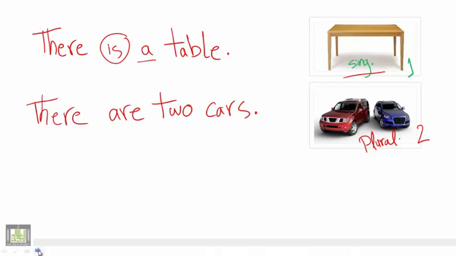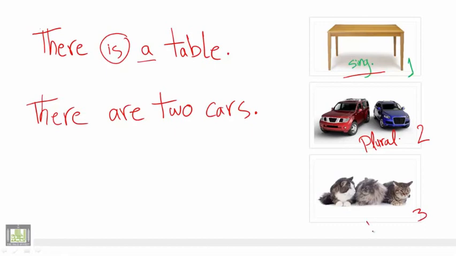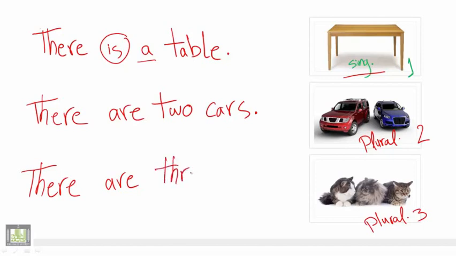The last picture, as you can see, we have also 3 cats, which is plural as well, اسم جمع أيضا. So we start with there are, we use are because we are talking about plural, 3 cats.